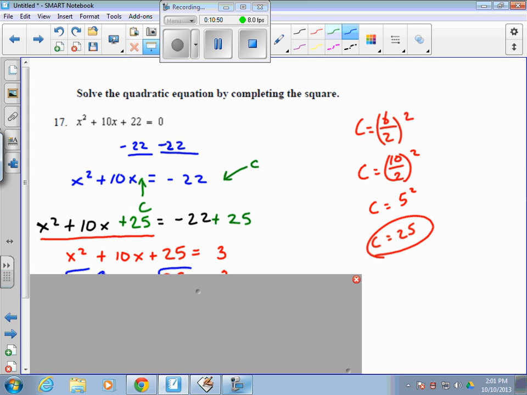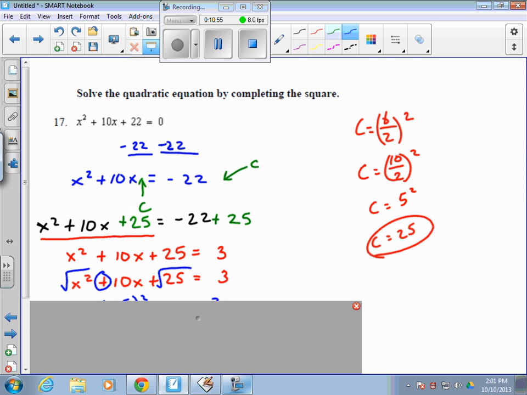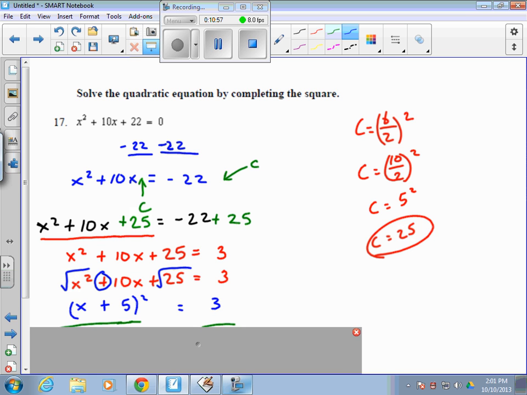So since you have two perfect squares, the first and the third term in the trinomial, you can take the square root of each of them. The square root of x squared is x, and the square root of 25 is 5. The sign before the 10x tells you that you're going to put plus between the x and the 5, and you're going to square it. So x plus 5 squared equals 3. Again, that's just squaring a binomial to factor a perfect trinomial.